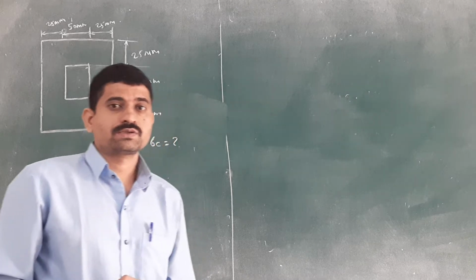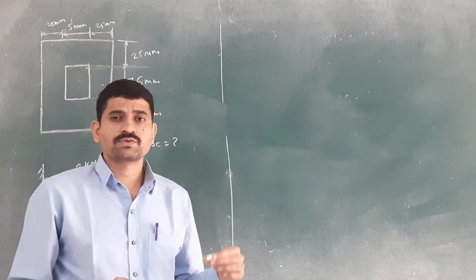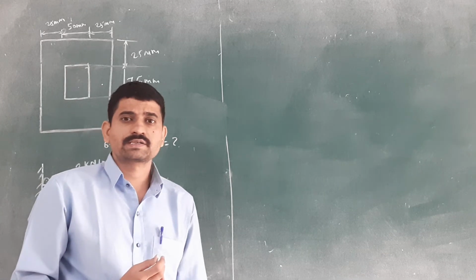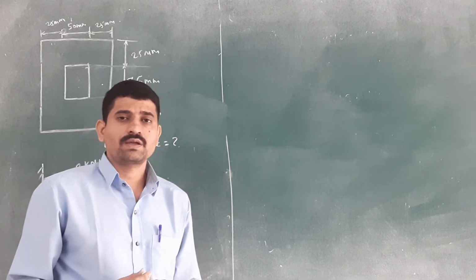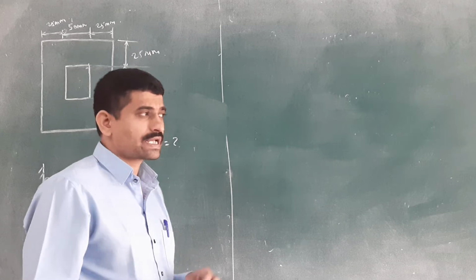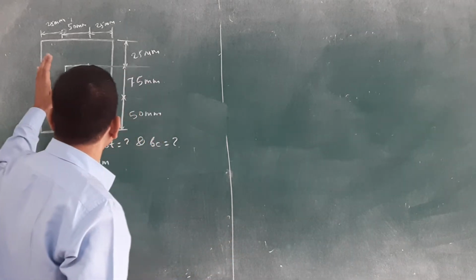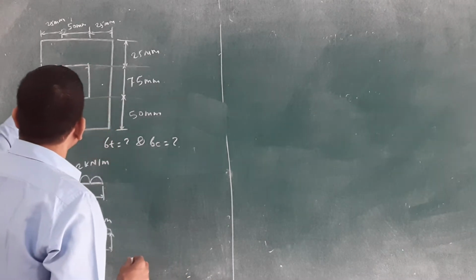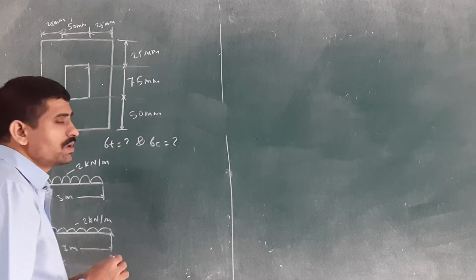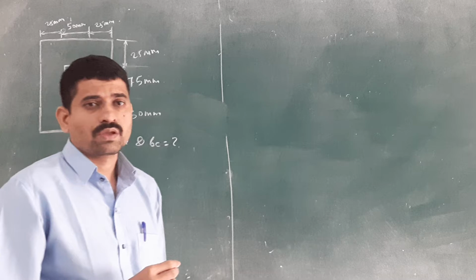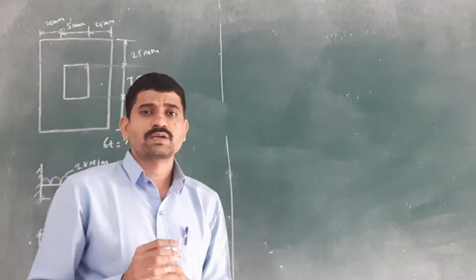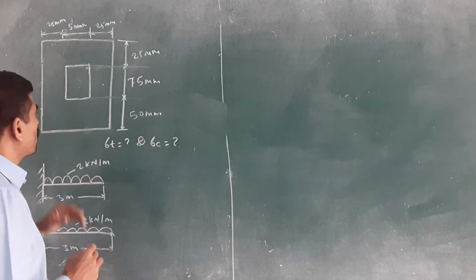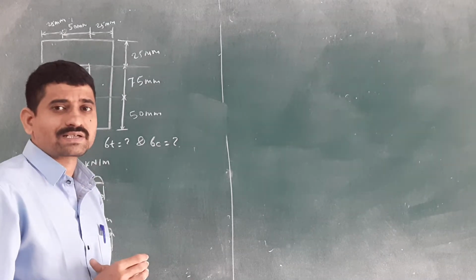Good morning, friends. Last lecture we saw the T section numerical on bending stresses. Today we will go on to the next section. This section is a rectangular section, with an inside rectangle given. First, you have to check whether the given figure is symmetric about the x-axis.